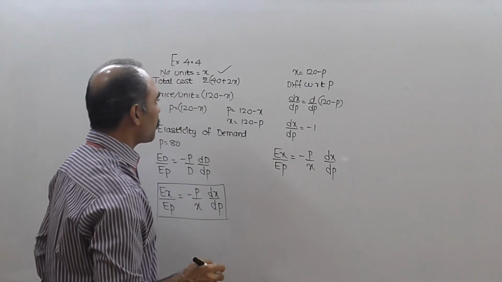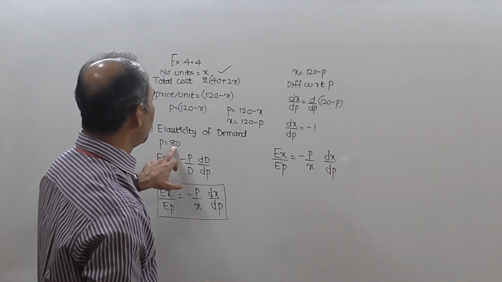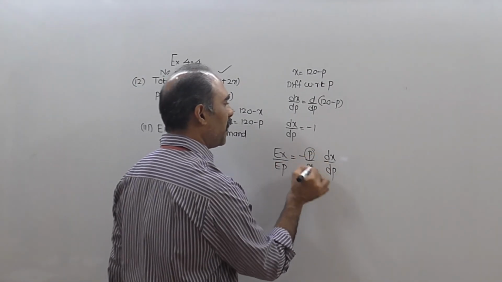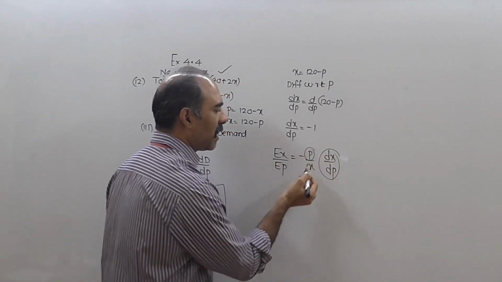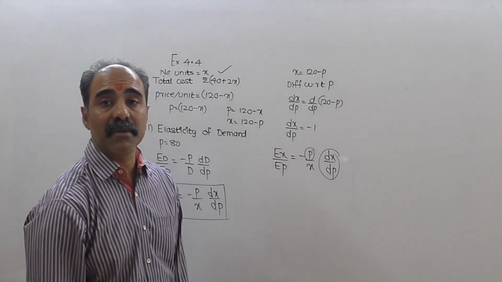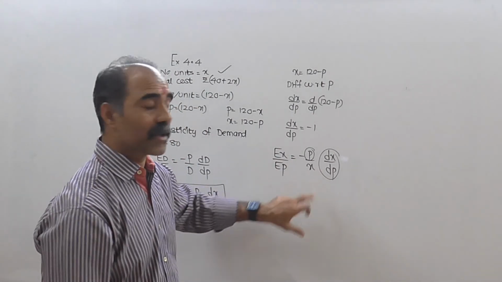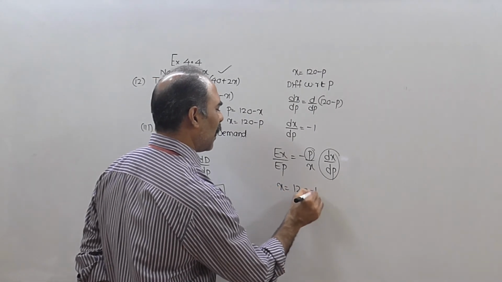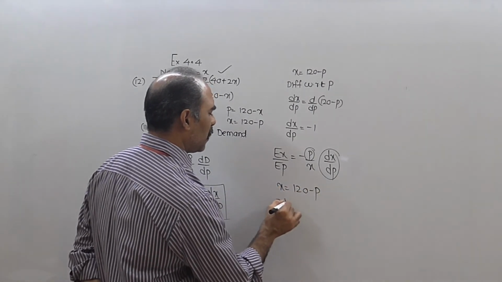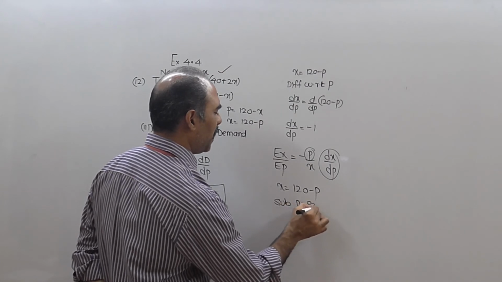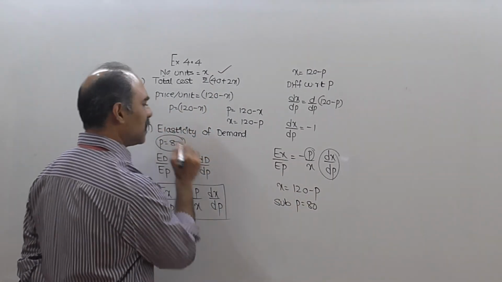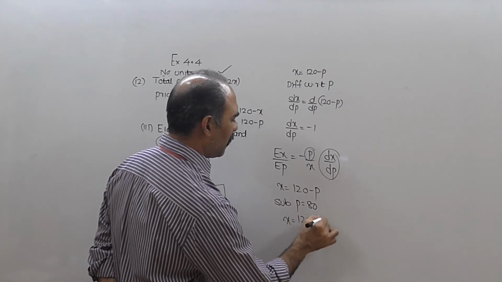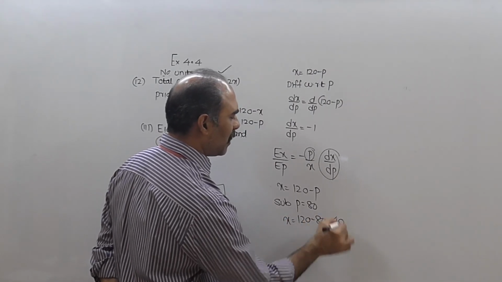Now, you want to find the elasticity of demand when P equals 80. Fine, so here we can put P equal to 80. We know this value, but what is the value of X? So you should find the value of X also. Can I say that X is 120 minus P? So I can substitute P equal to 80, because I know the price is 80. So you have X equal to 120 minus 80, the value of X is 40.